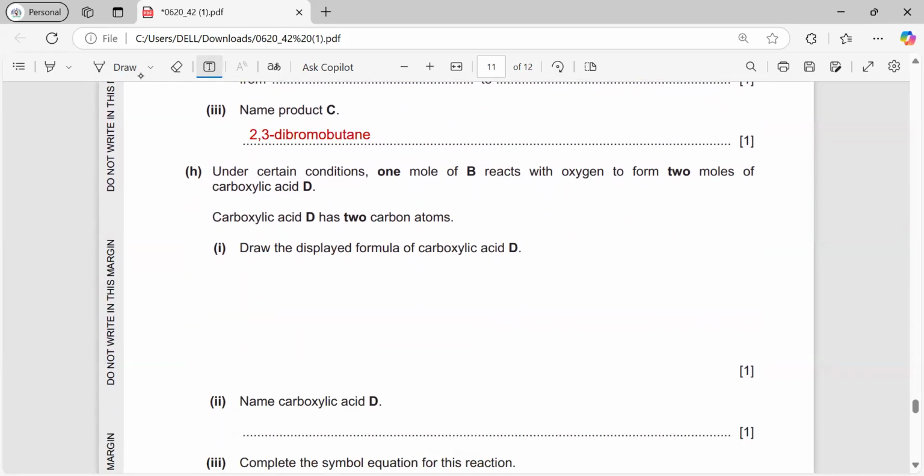Under certain conditions, 1 mole of B reacts with oxygen to form 2 molecules of carboxylic acid D. Carboxylic acid D has 2 carbon atoms. Draw the displayed formula of carboxylic acid D.